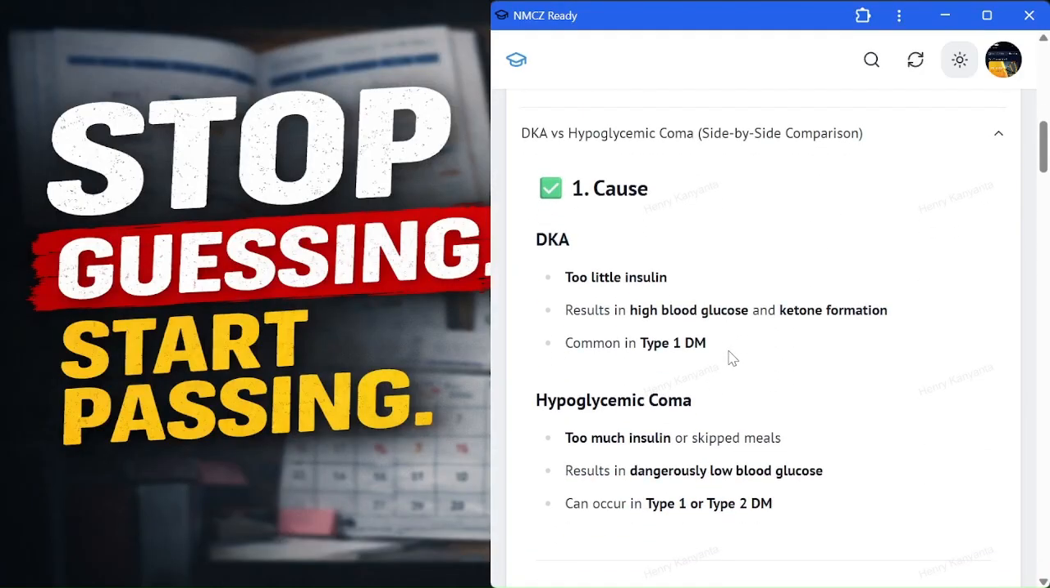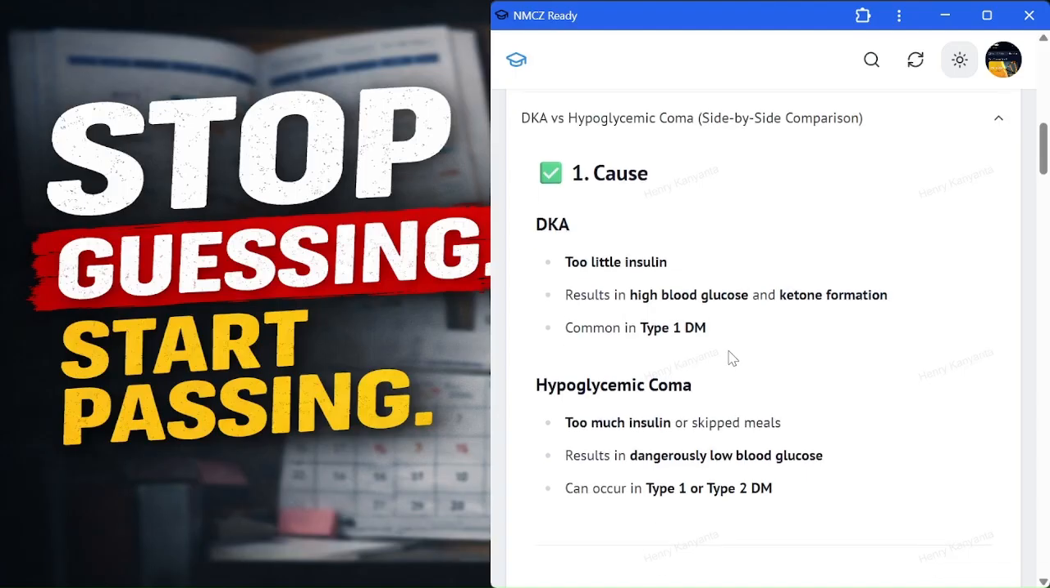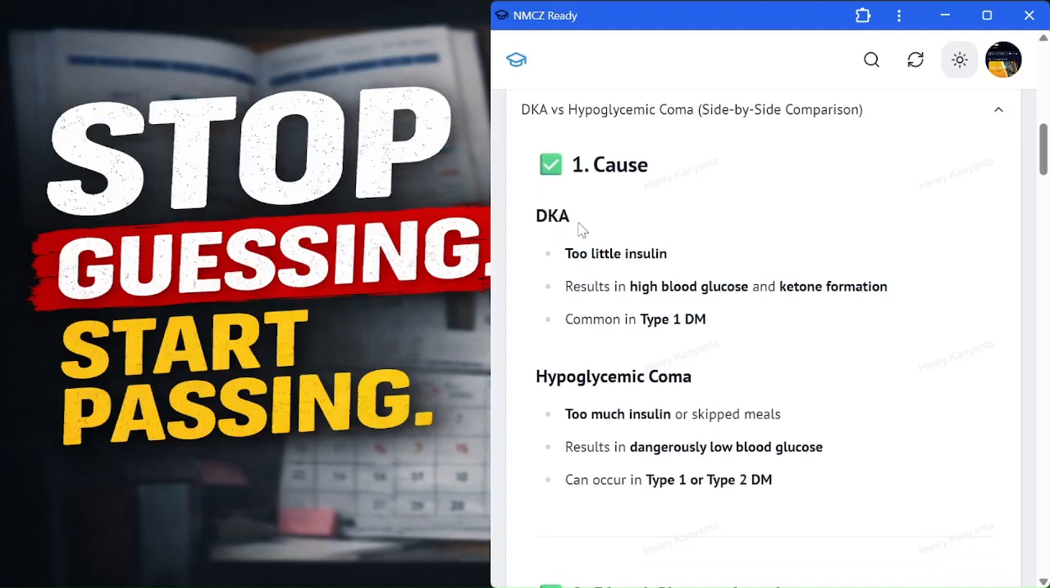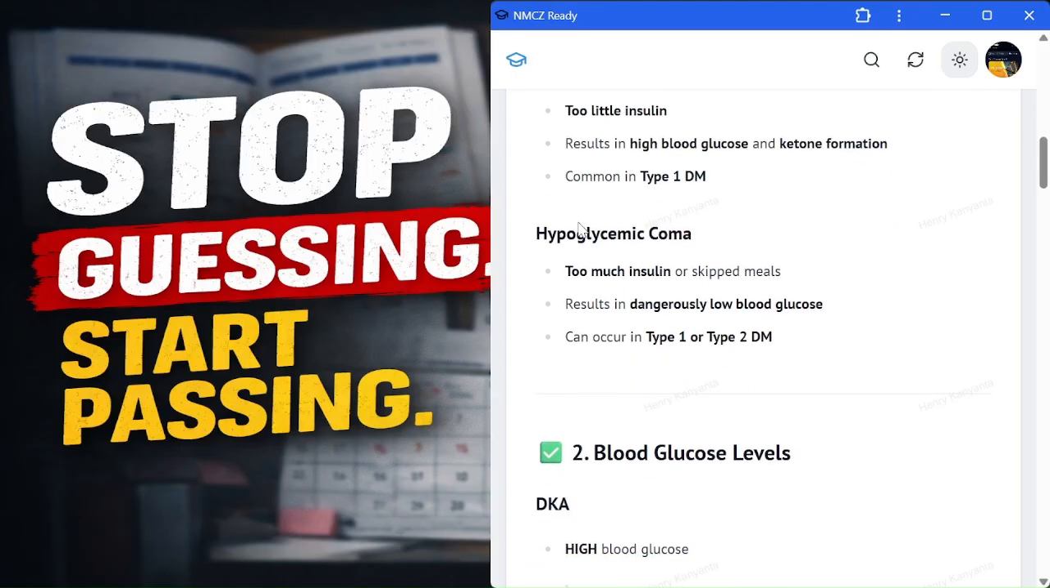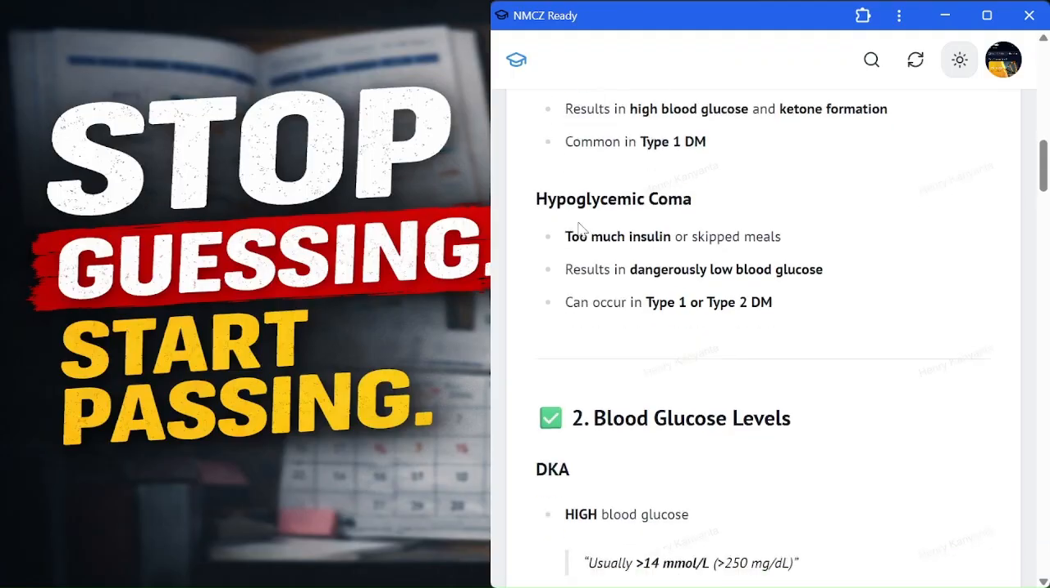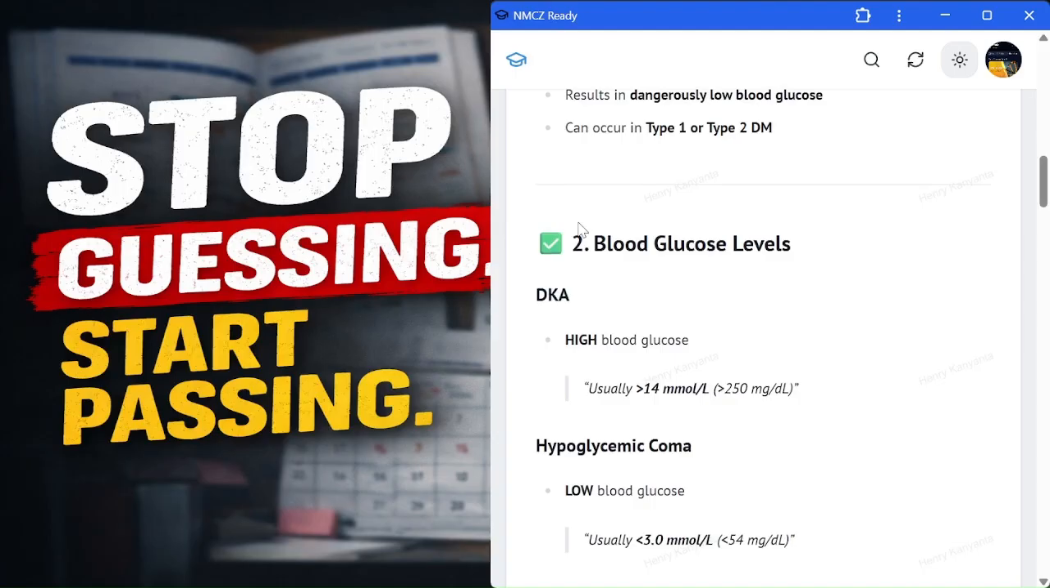The first one is the cause as the first difference. In diabetes ketoacidosis, we have got too little insulin. So meaning there'll be high blood glucose and ketone formation, which is common in type 1 diabetes. And in hypoglycemic coma, there's too much insulin or skipped meals. This will result in dangerous low blood sugar, as well as this is very common in type 1 and type 2 diabetes. The second difference is the blood glucose levels.